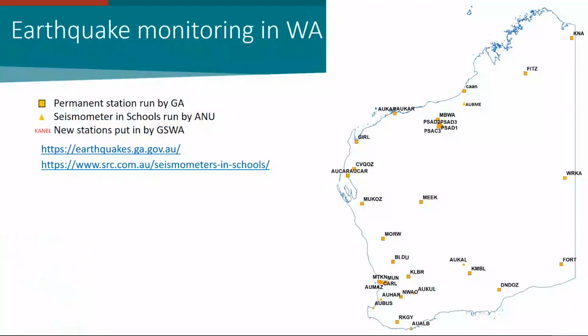So, how do we record earthquakes in WA? There are 2 main organisations recording earthquakes. Geoscience Australia runs the Australian National Seismograph Network, denoted by the orange squares, and the seismometers in schools programs are denoted by the orange triangles. You can explore more on those 2 websites. These all send data in real time back to Canberra. So if an earthquake happens, it's detected automatically, and an initial location is put out really quickly.